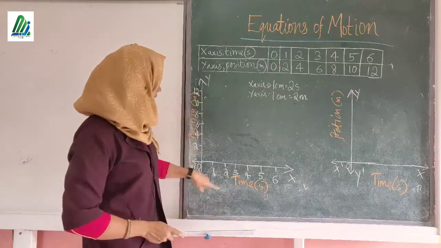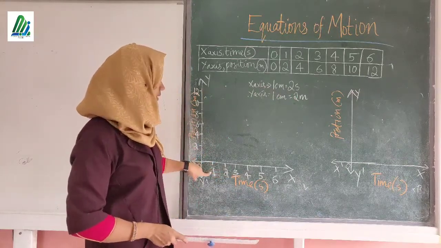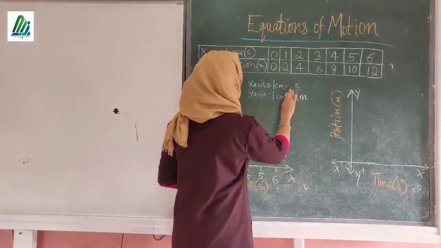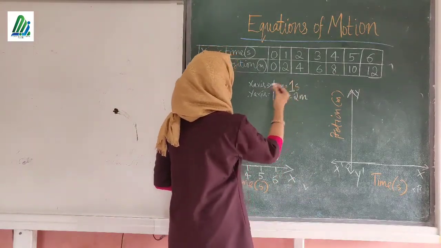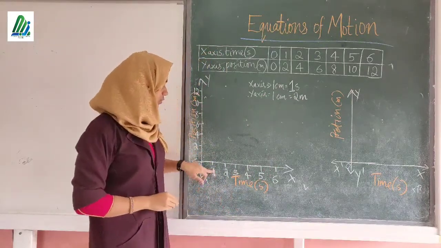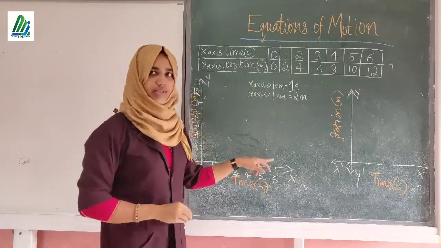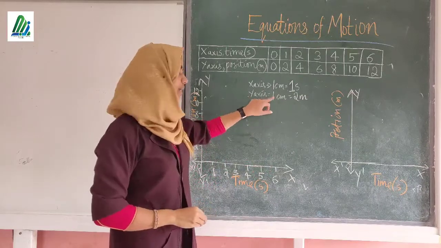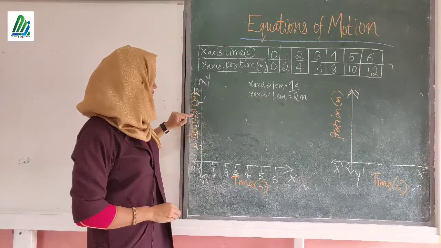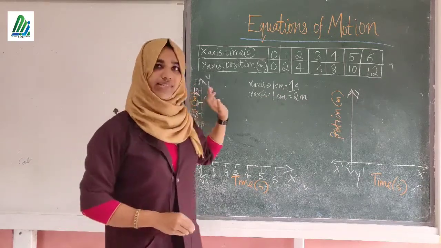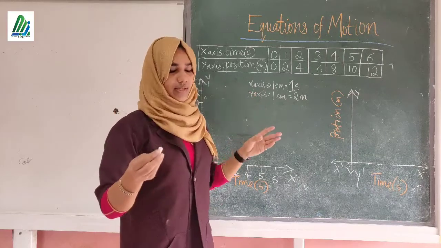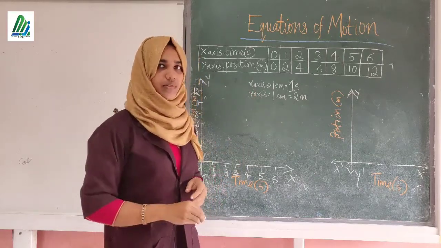Here in the x-axis, 1 centimeter is equal to 1 second. In the y-axis I have taken 1 centimeter is equal to 2 meter, that is 2, 4, 6, 8, 10, 12, etc. I think all of you got it, how the scale has to be taken.